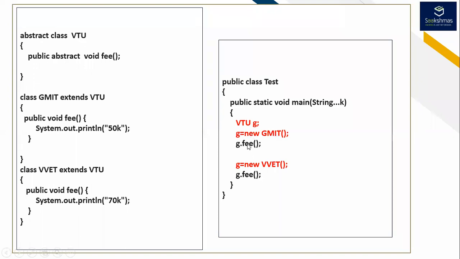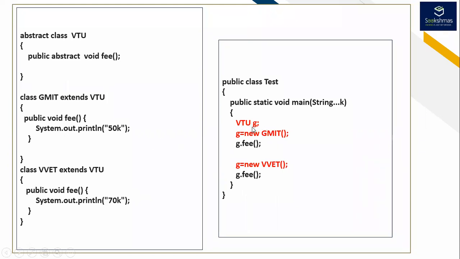So G dot fee means which fee method will be invoked? The fee method present in the GMIT will be invoked. Why? Because we have created an object for the GMIT. With the help of the VTU reference, you are calling the method present in the GMIT. And if you want to call the fee method of another college, very simple: G is equal to new VVIT. Now the reference is pointing to the VVIT, so G dot fee definitely invokes the fee method present in the VVIT college.